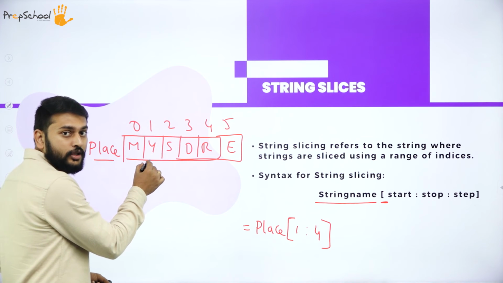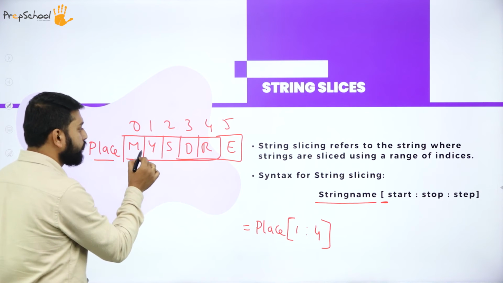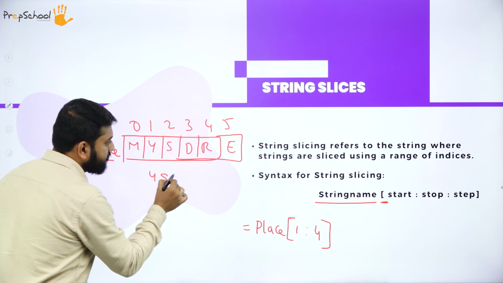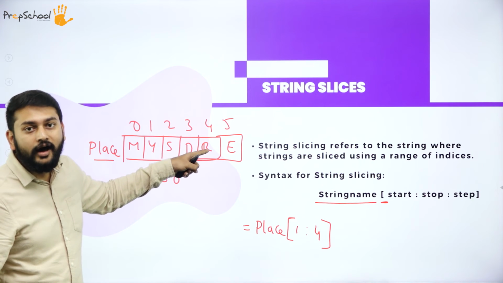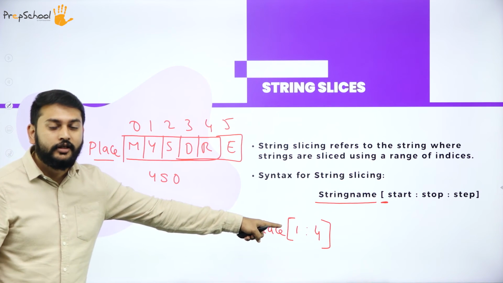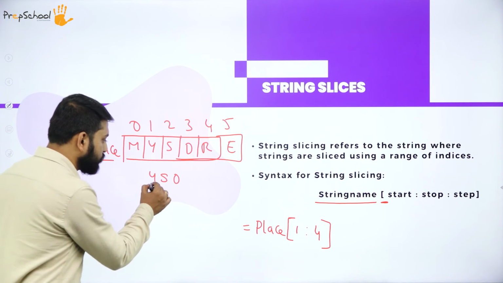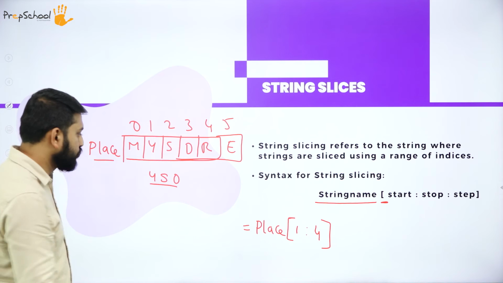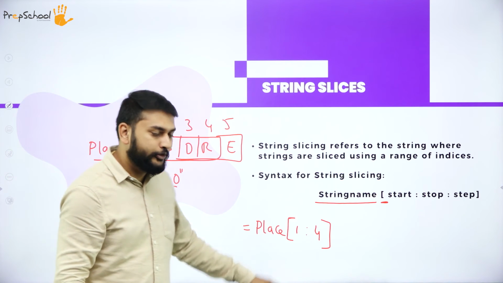I've taken it from 1 till 4. What will be the output? From 1, Y, S, O. I'm not printing R. Whatever the value that I have given as stop, the value previous to that it will take. That is what you have to understand. This is the substring. This is the slicing that we are performing.